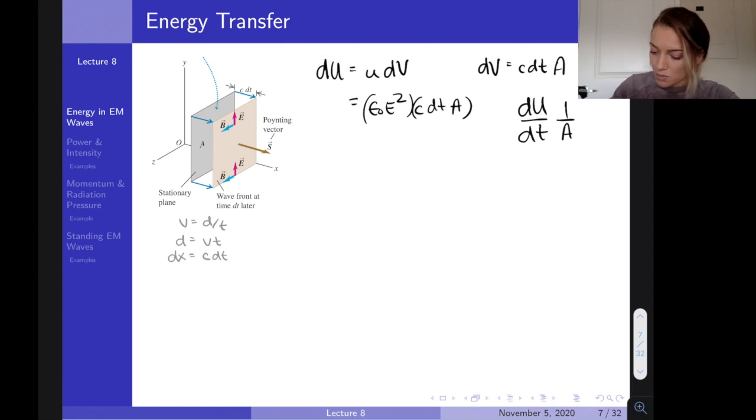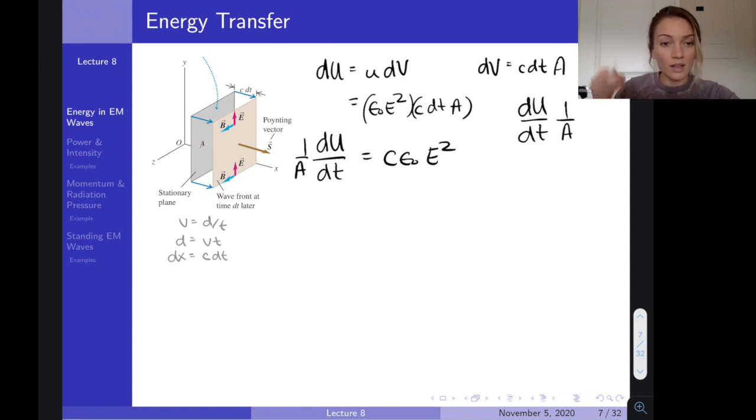Right? So if I just move my dt over to this side, and then I just divide by a, I can move those two to that side, and I'm left with c times epsilon naught E squared. And so now this is my energy per unit time per unit area.